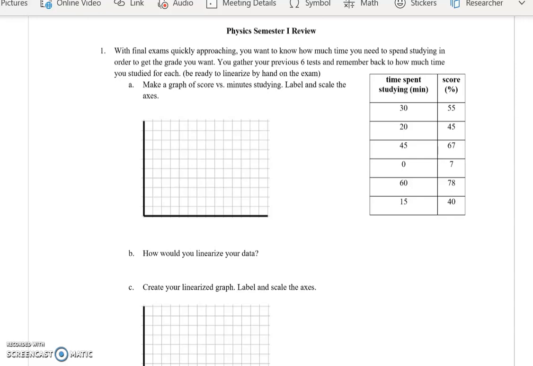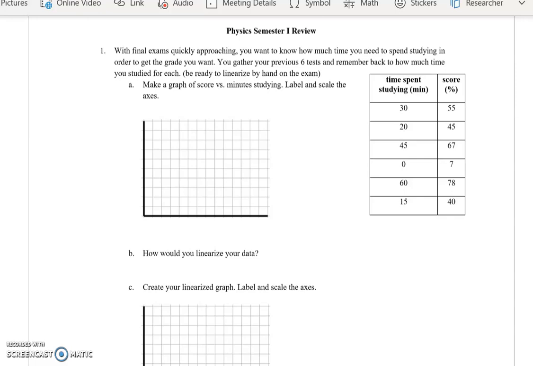So we start off with the first problem here from Unit 1, where you're making a graph, linearizing it, writing an equation, and answering questions. So with final exams quickly approaching, you want to see how much time you need to spend studying in order to get the grade you want. You gather your previous 6 tests and remember back to how much time you studied for each. You're going to have one like this on your test where you have to linearize by hand. So make a graph of score versus minutes studying.